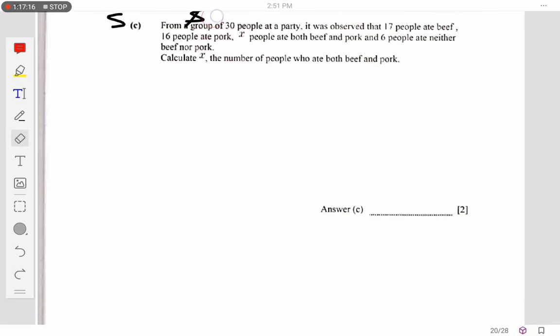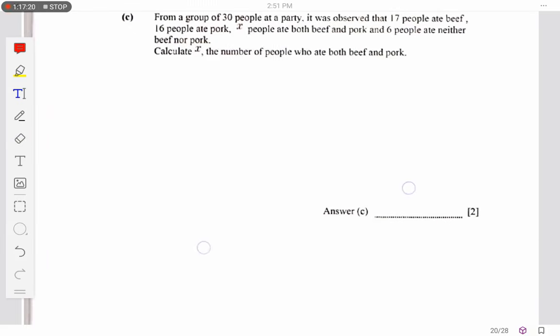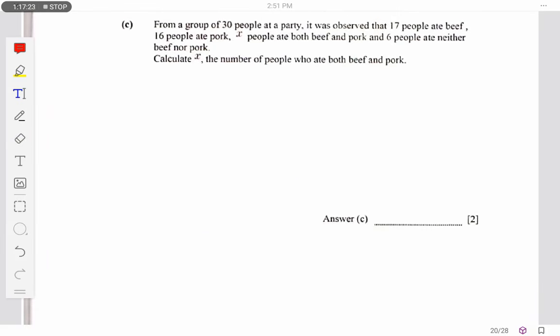We are given that from a group of 30 people at a party, it is observed that 17 ate beef and 16 people ate pork. Then they are saying X people ate both beef and pork, and 6 people ate neither beef nor pork. Calculate the X value, the number of people who ate both beef and pork.